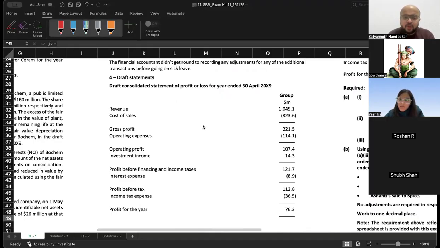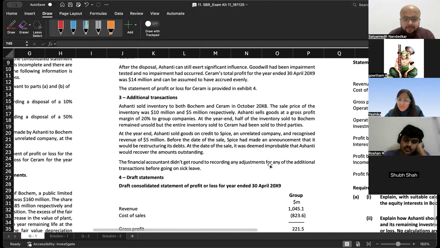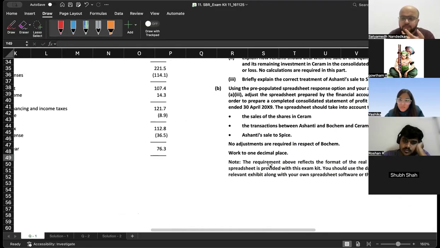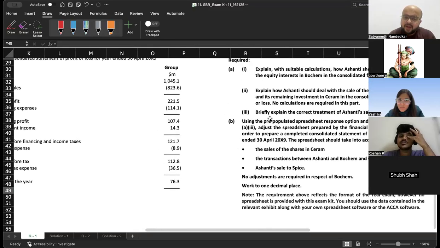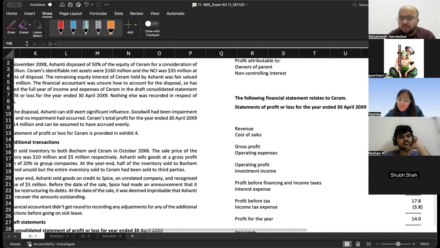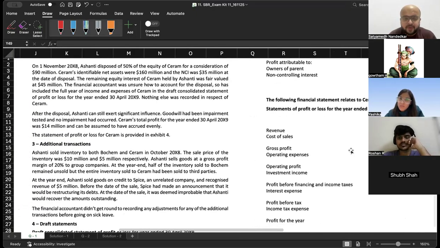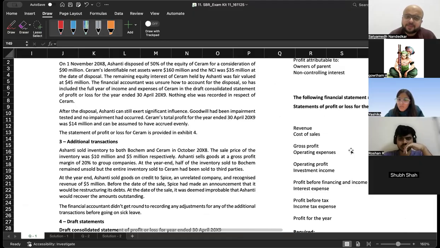This is the consolidated statement of P&L. What do you think we should be doing right now? See, what has happened here? Revenue of Serum is added. Full revenue of Serum, or full figures of Serum company, have been included, right? Yes sir, in fact it should have been included only for 6 months. What you have done is you have included the full revenue of 142.8 when in fact this full revenue should not have been included.